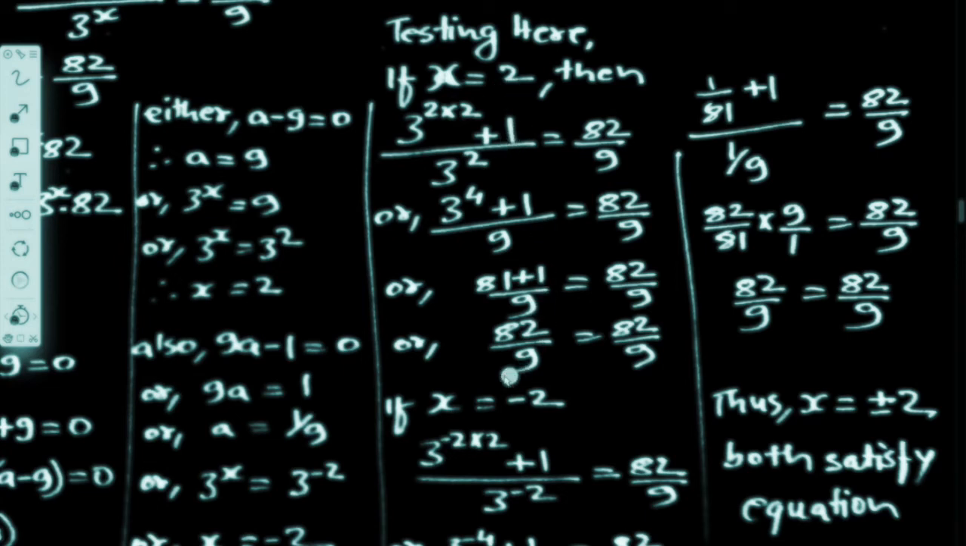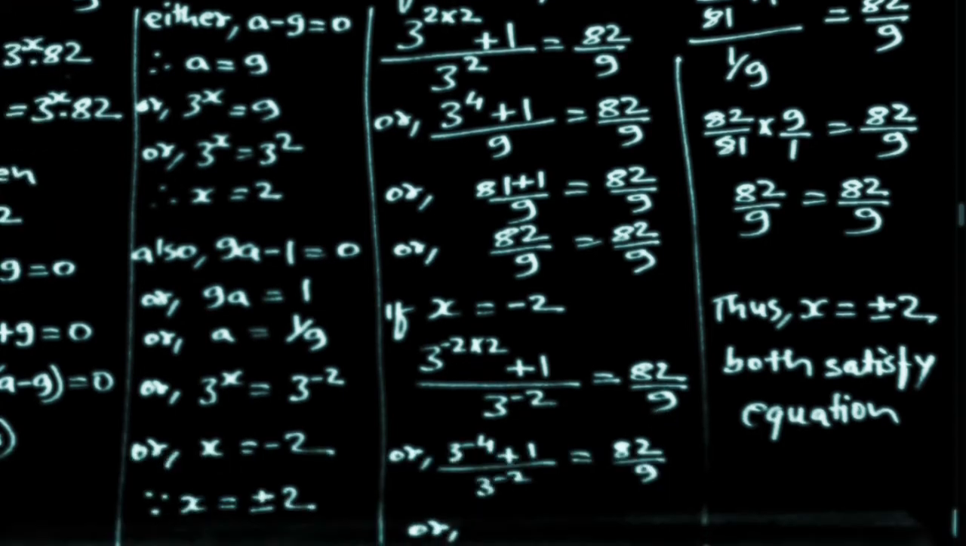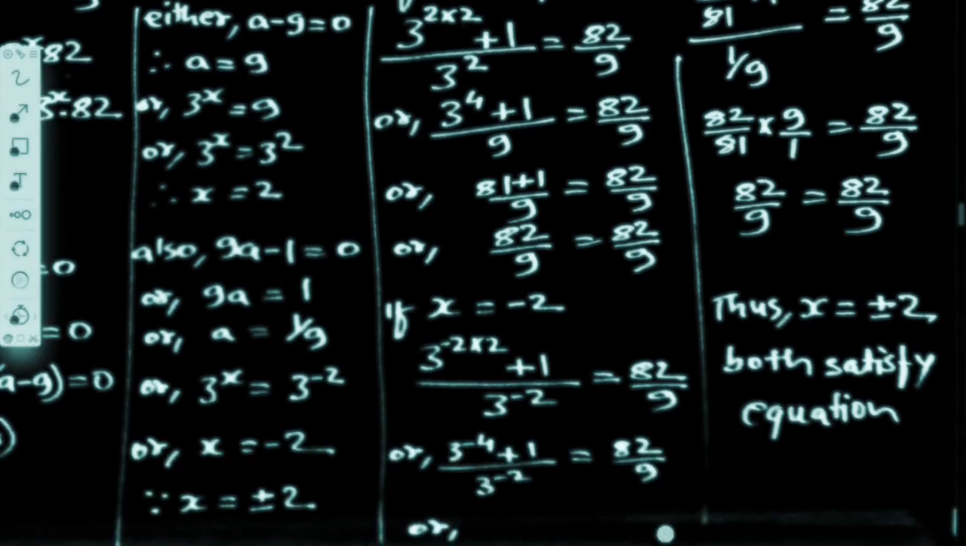Now see the next value. The next value is x equal to minus 2. Now here 3 power minus 2 into 2 plus 1 by 3 power minus 2 equals 82 by 9. We see here, 3 power minus 2 into 2 is minus 4. So 3 power minus 4 plus 1 by 3 power minus 2 equals 82 by 9.